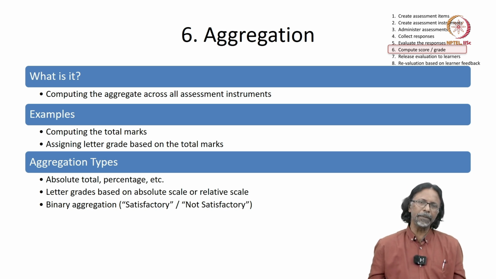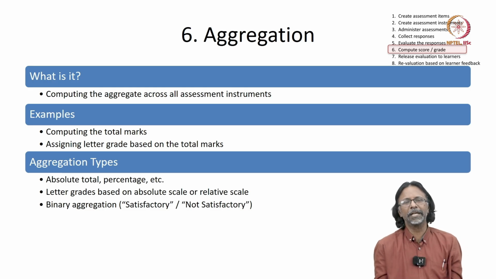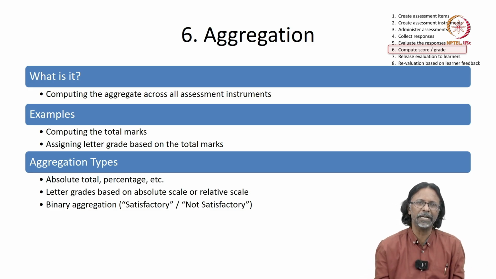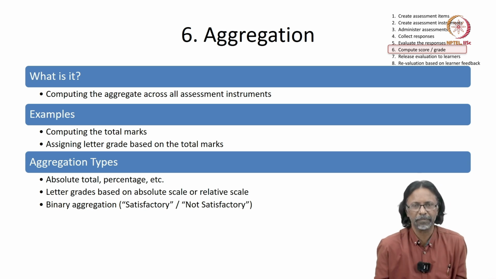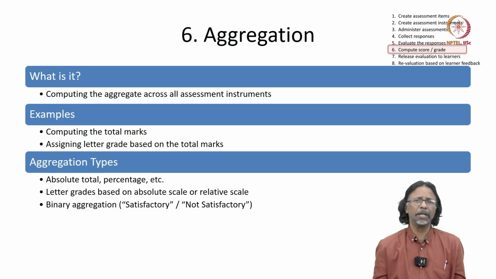But the methods of aggregation can also vary, right? We can have aggregations which are an absolute total, right? You simply conduct the assessment based on an assessment instrument. If the assessment instrument has, say, 260 marks, you simply total them up across all the individual assessment items, and then you compute the total as marks out of 260, right? For example, for the JEE, I think they conduct the assessments for 360 marks, right? And then you can publish saying that out of 360, this is what you got.